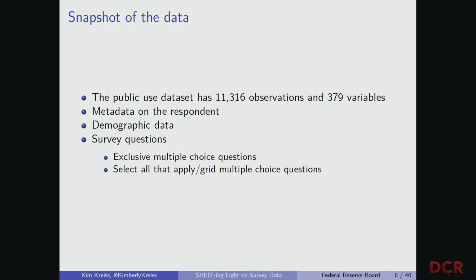I want to give a snapshot of the data and highlight some of the nuances of our data and our use case. The public use data set, which I'll be using today, has 11,316 observations and just under 400 variables. Each observation in our data set is a respondent, so that corresponds to one person. We get a bunch of metadata on the respondent, so how long you took to take our survey, how long you spent on certain questions, et cetera. We get a bunch of demographic information on the respondents: income, education, race, geography, things like that.